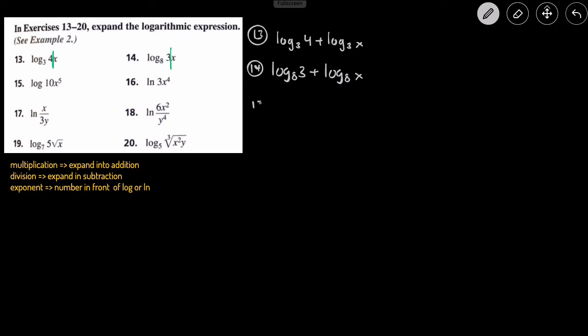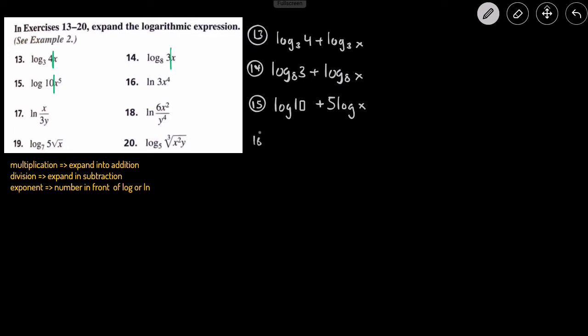Number 15. Here we have 10 multiplied by x, but then that x is raised to the power of 5. So we can split it up to 10 multiplied by x first. So this is going to become log 10 plus log x. And then the exponent 5 just becomes a number in front of the log. So again, we have 10 multiplied by x, so we make it 10 plus x. But since we have a power of 5, that 5 moves in front of the log of x.